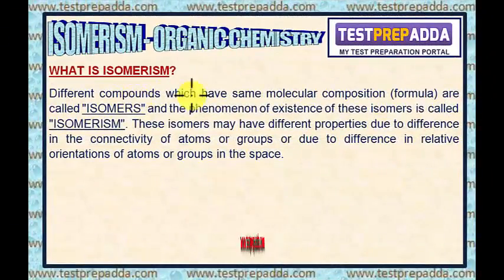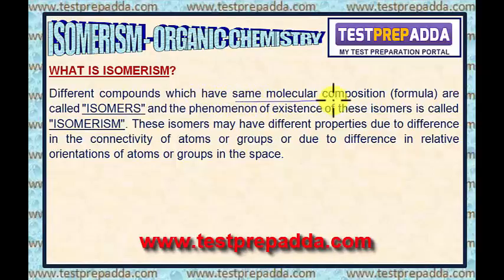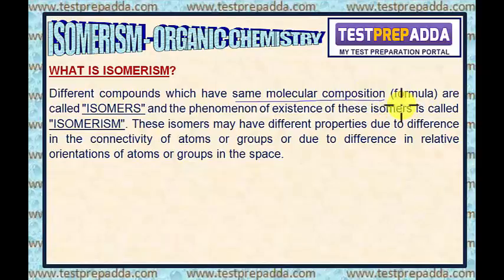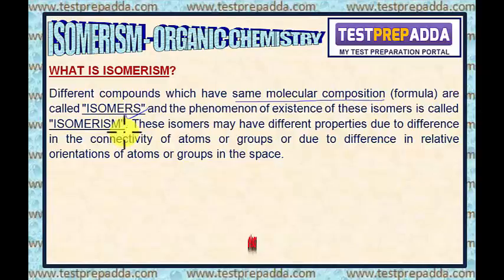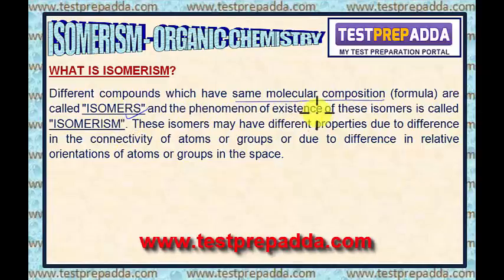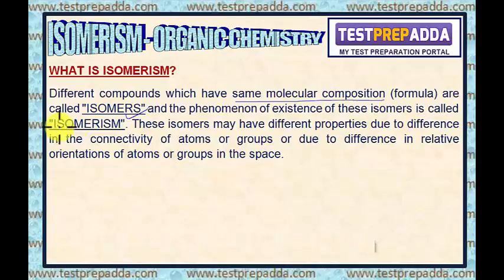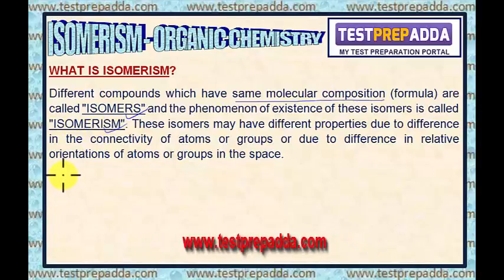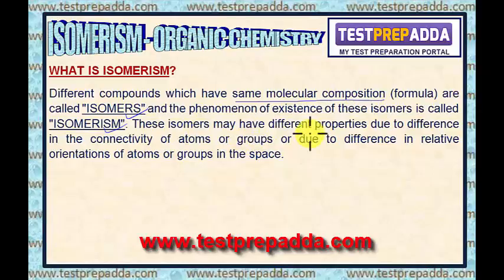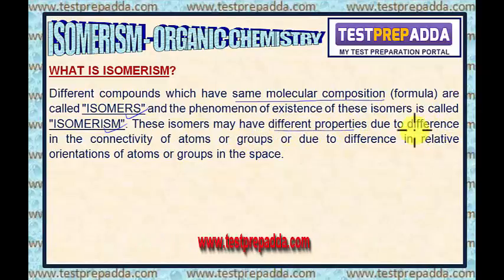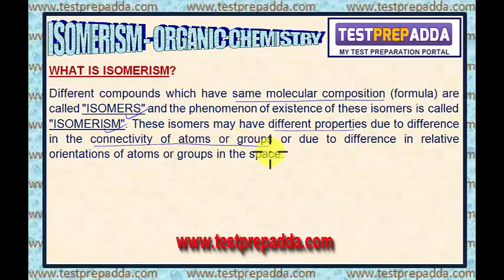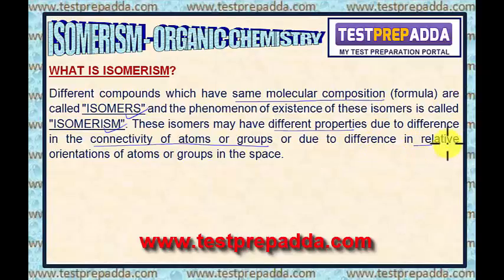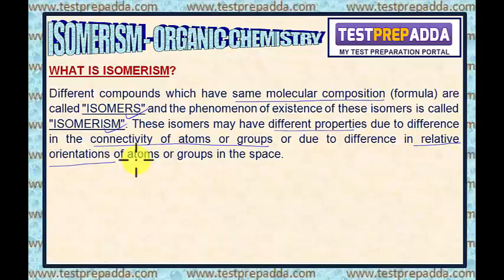Different compounds which have the same molecular composition, or the same molecular formula, are called isomers, and the phenomenon of existence of these isomers is called isomerism. These isomers may have different properties due to difference in the connectivity of atoms or groups, or due to difference in the relative orientations of atoms or groups in space.